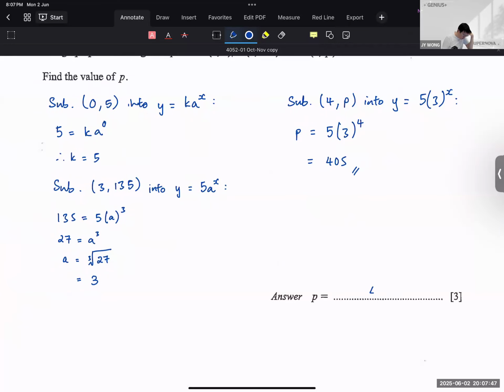So actually it's a fairly straightforward question for 3 marks, if you know how to start the question. The substitution has to go in this order. If your substitution doesn't go in this order, you won't be able to find the value of K. You need to find the value of K first so that you can find A. Then you have to find A first, then you can find P. So it has to be done in this sequence.